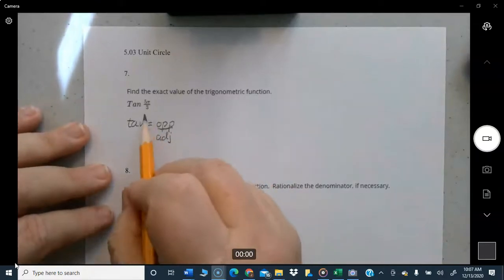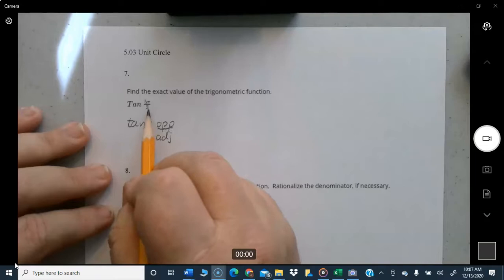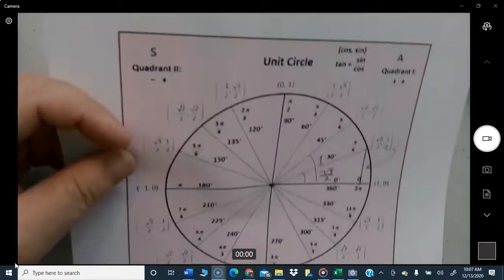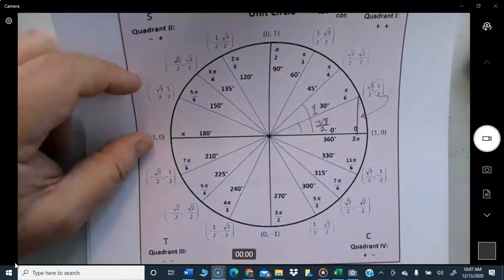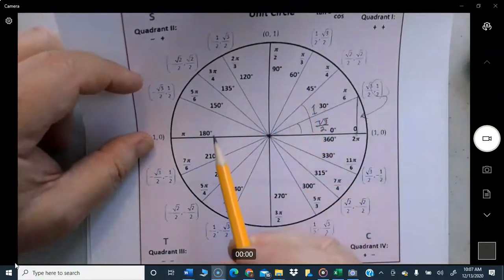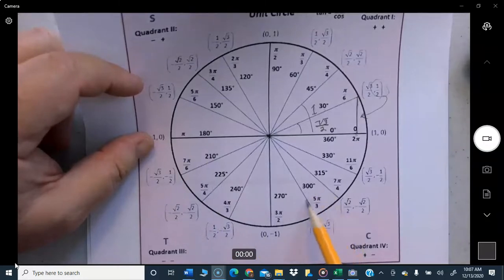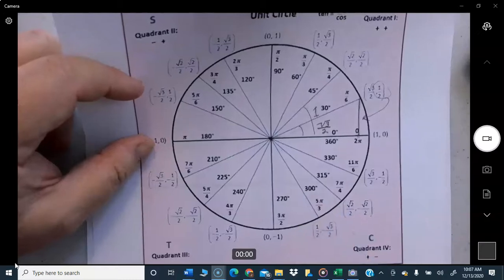And the other thing is you want to find where this particular measure is. 5 pi over 3. You just come over here and you come all the way around. If it's a pi, it's going to be one of the radian measures. There it is right there. 5 pi over 3 right there. Okay?